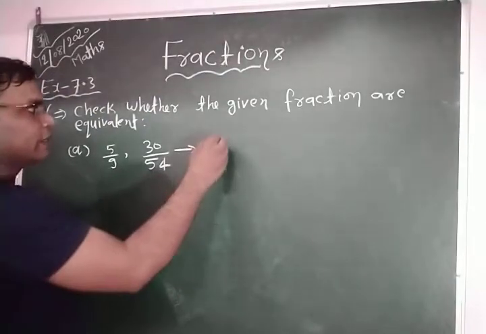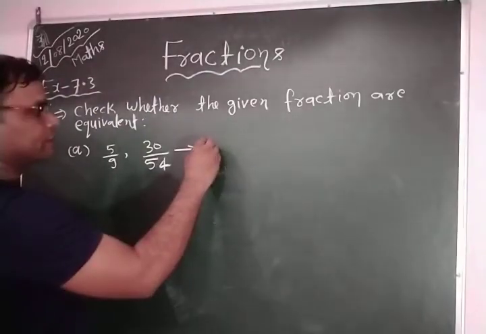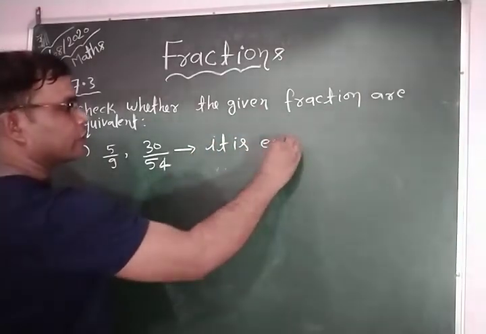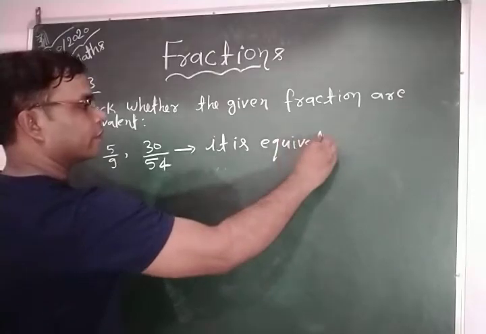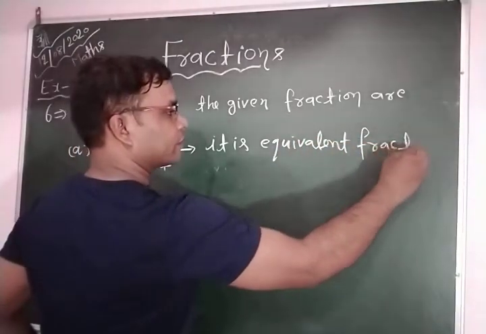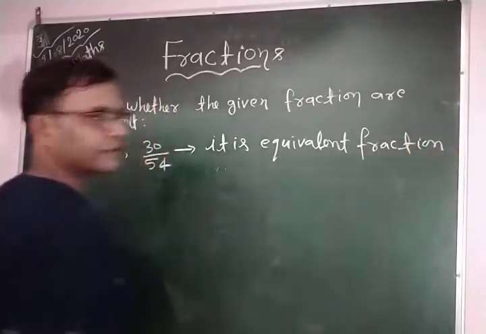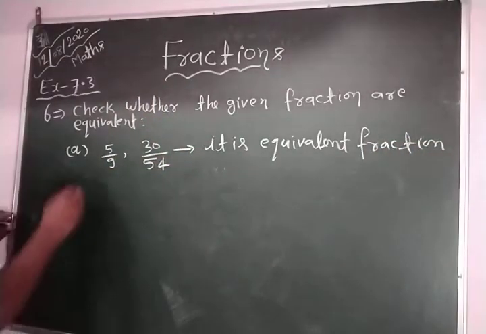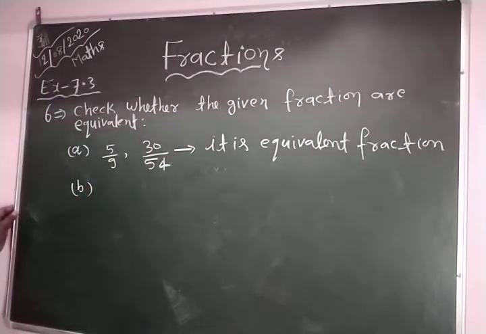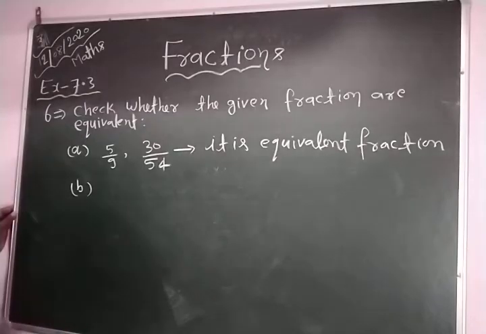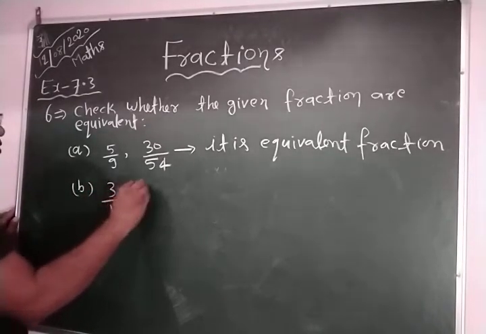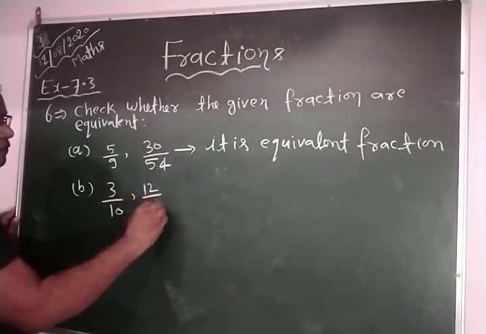We can write this as an equivalent fraction. Okay. Now the B part of this question is 3 by 10 and 12 by 50.